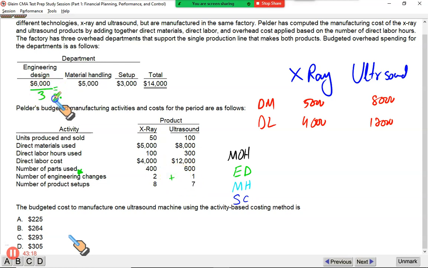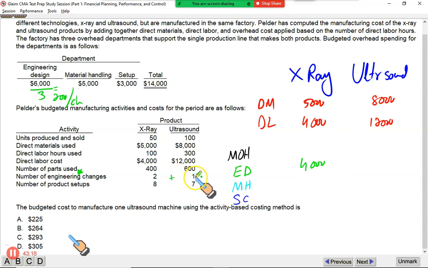So it means $2,000 per change. Now look at this. We established a rate of $2,000 per change. How many changes are we expecting for X-rays? 2. What is the rate per change? 2,000. So 2,000 times 2, it is going to be 4,000.